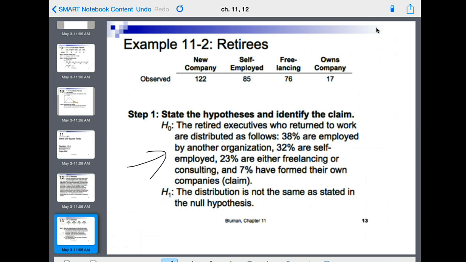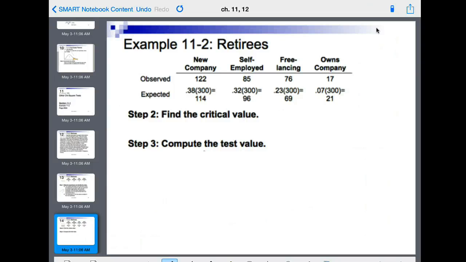The retired executives who return to work are distributed as follows: 38% are employed by another organization, 32% are self-employed, 23% are either freelancing or consulting, and 7% have formed their own company. The claim: the distribution is not the same as stated. So, we surveyed 300 people. If we went along here, 38% of 300 is 114, which should be here. 32% should be 96. 23%, 69. 7%, 21.